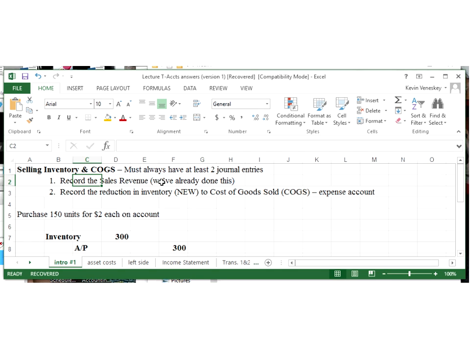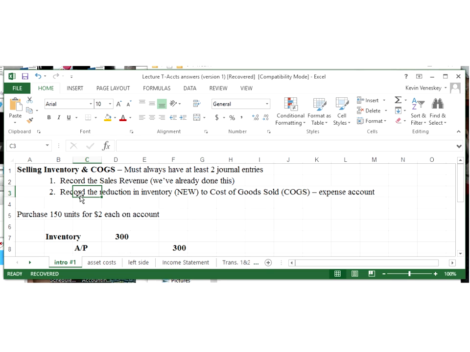You're going to show that you either got the money, the cash, or that your customer is going to pay you in the near future with an account receivable, and then you're going to credit the sales revenue. In this case, sales revenue instead of service revenue. And then there may be some additional credits below that, but that's the first main entry.